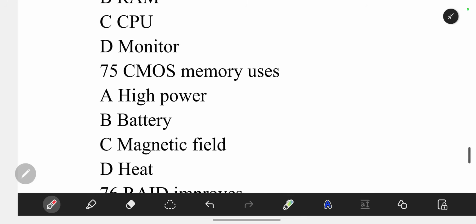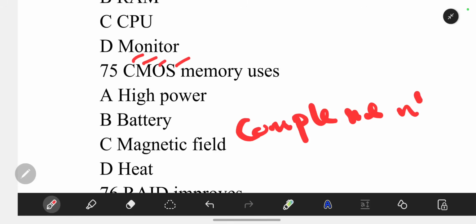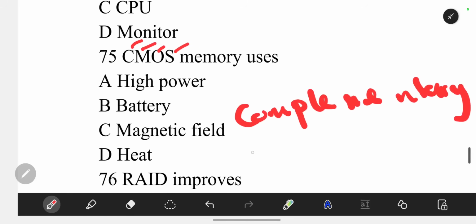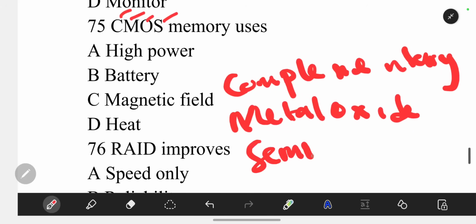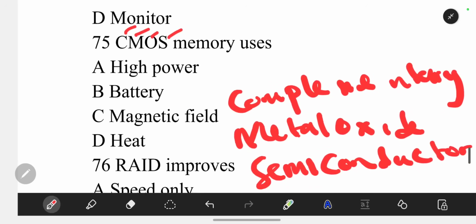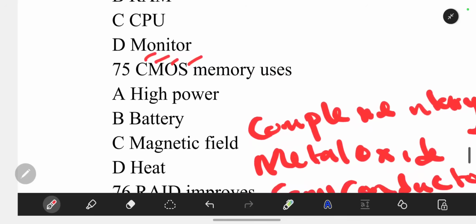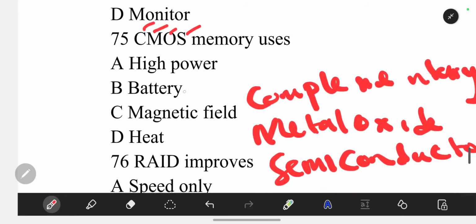Then when we look at our CMOS, which is the complementary metal oxide semiconductor. So we have the complementary metal oxide semiconductor. So complementary metal oxide semiconductor uses what we call a battery. So now why is this important?